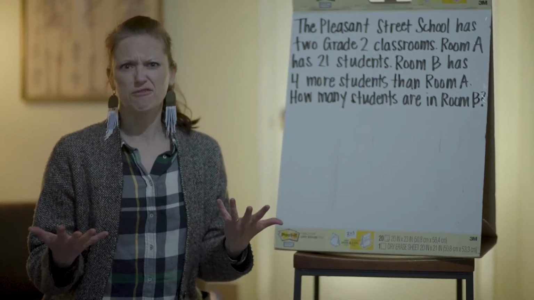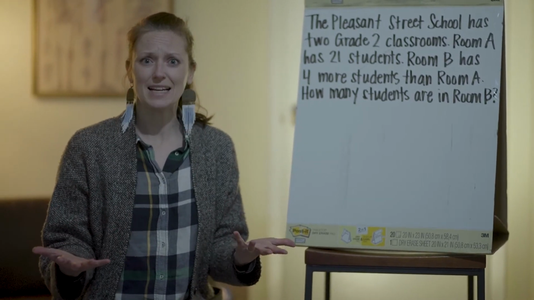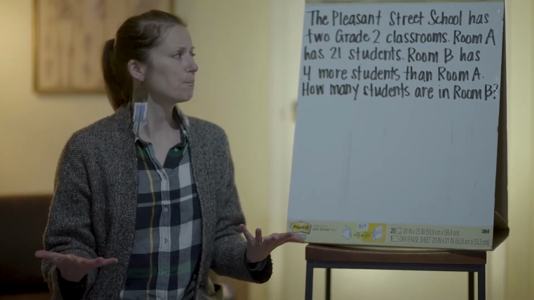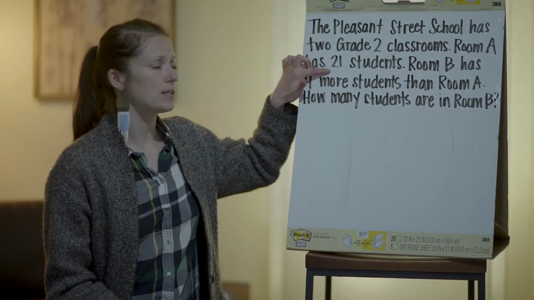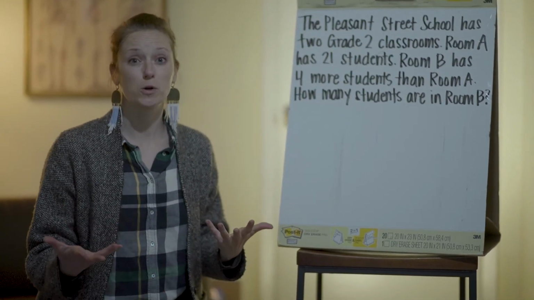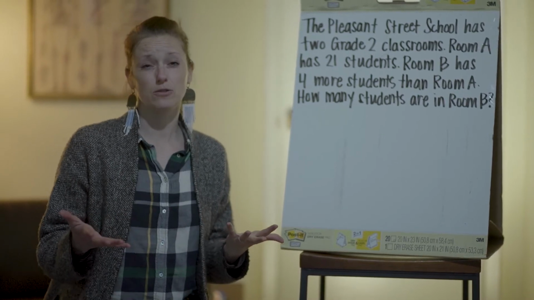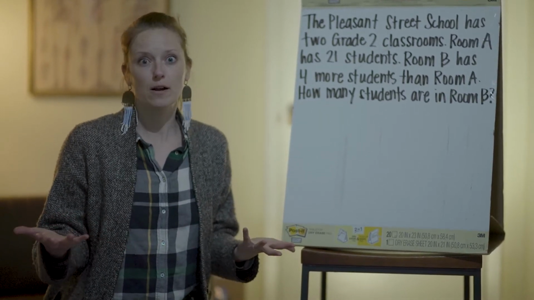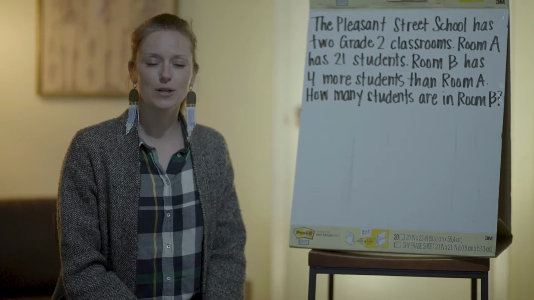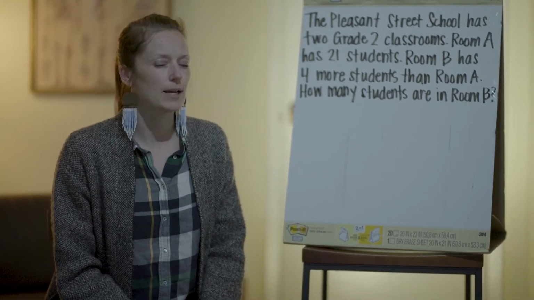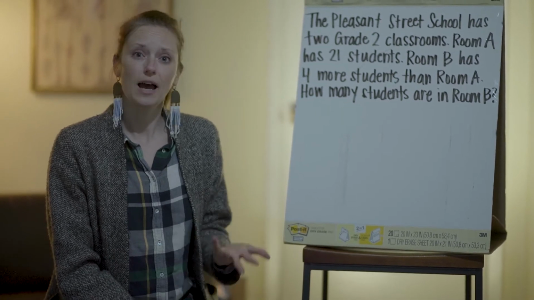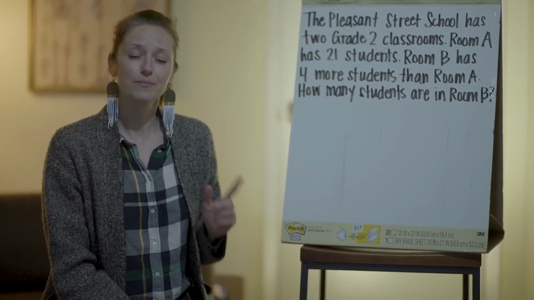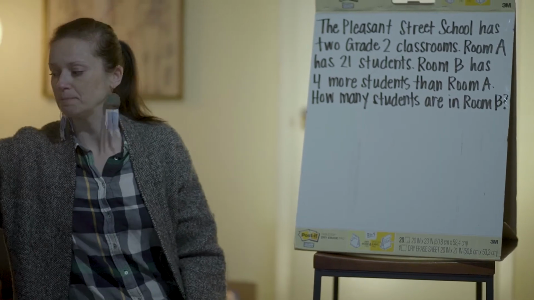So we need to figure out how many students are in Room B. How would you do that? Well, many of you might already know that if you have 21 students in Room A and Room B has 4 more students, that's pretty easy math to do in your head for most of you. You might already know, well, that's 25 students. But if you didn't already know, or if you wanted to show someone else how to do it, how might you solve this? I'm going to suggest a number line.